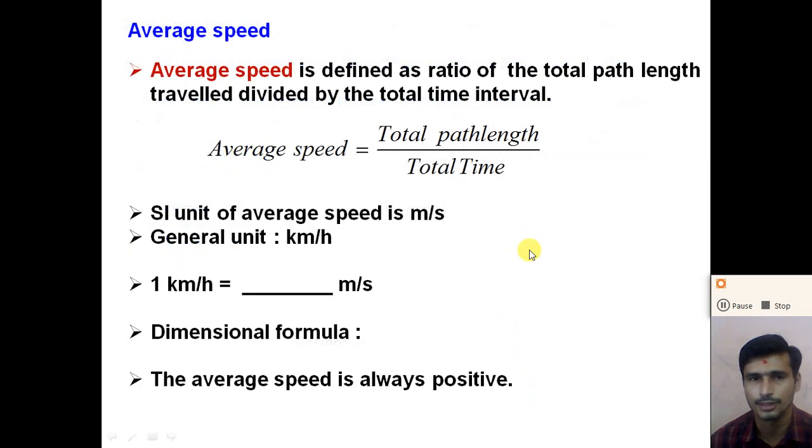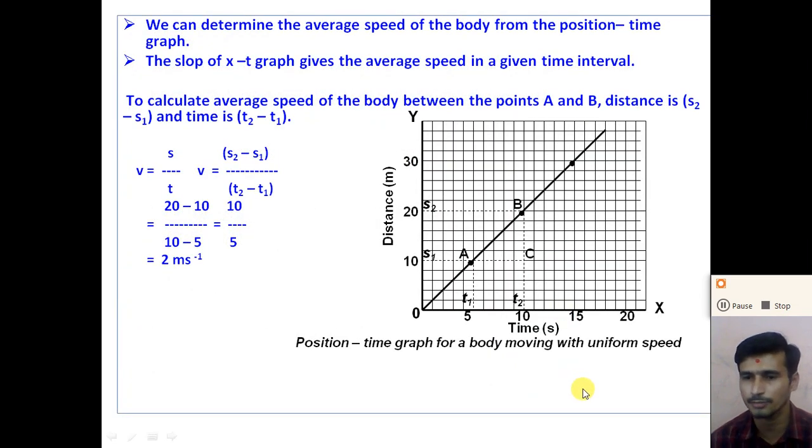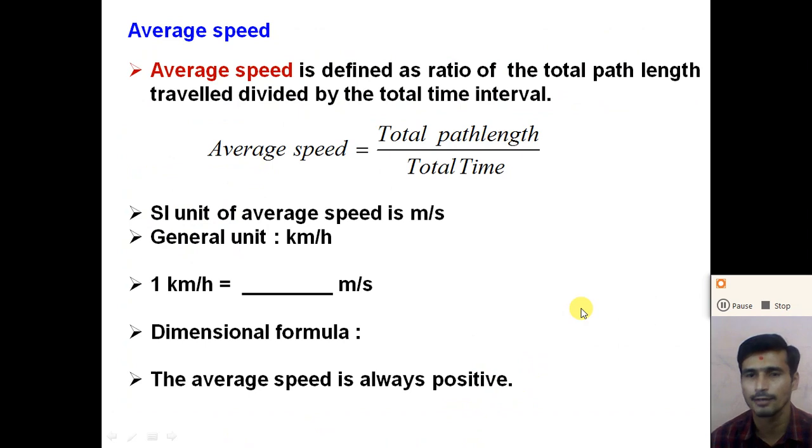So dear student, now let us see what we mean by average speed, right? During the motion of the object, the position of the object changes, right? And to understand the motion of the object, we need to know how fast the object moves in a given direction. So for that we need to represent a physical quantity. It is called the average speed and the average velocity.